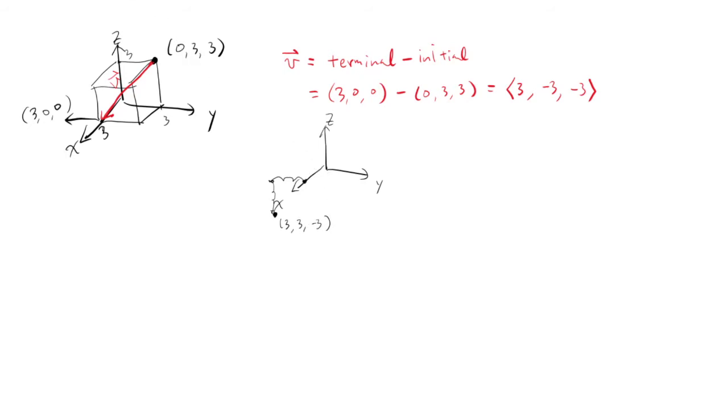And if you connected the origin with this point, then you'll see that this vector is exactly the same as that vector. All you have to do is just move this around so that the initial point is no longer 0, 3, 3, but now it's at the origin. Okay, so that's how you get a vector when you're given the endpoints.